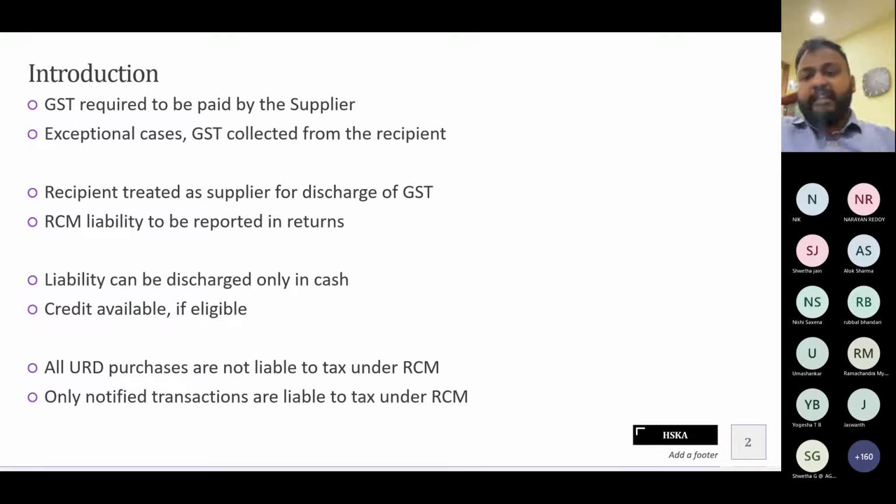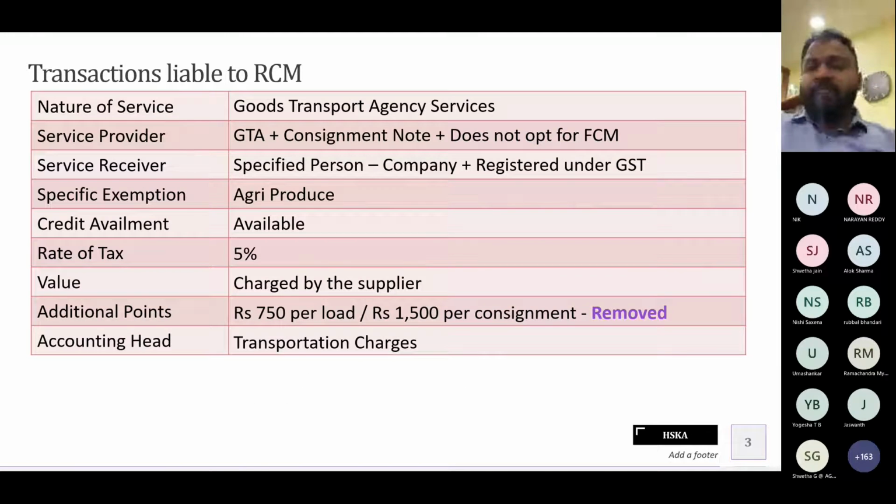So in today's presentation, we are going to focus only on those notified categories of services on which we are required to pay tax under reverse charge mechanism. I've categorized all the services and listed ten particulars which we have to take care of, and each service we are going to test on these parameters. Next. The first category which we are going to examine is goods transport agency services.